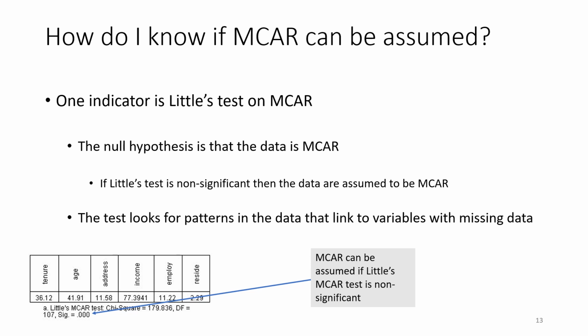And of course, we would hope that the data are missing at random because that would allow us to estimate the missing values. If Little's test confirms that the data are missing completely at random, then we don't worry about attrition bias. We simply have to decide what we want to do with our missing data, and I'll talk about that in a few minutes.